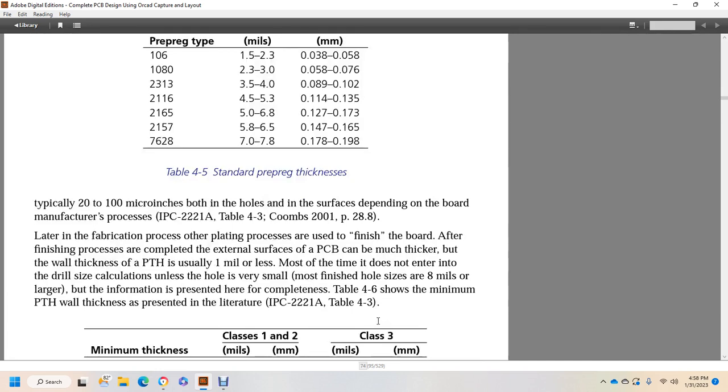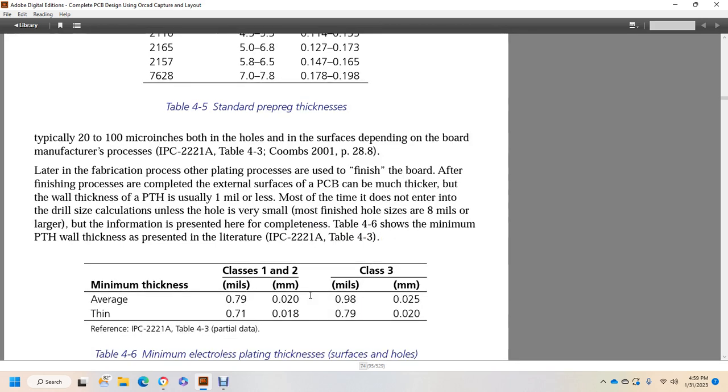Later in the fabrication process, another plating process is used to finish the board. After the finishing process is complete, the external surface of the PCB can be much thicker, but the wall thickness of the PTH is usually 1 mil or less. Most of the time, due to the drill size calculation, the holes are very small, but most finished hole sizes are 8 millimeters or larger. For completeness, table 4.6 shows the minimum PTH wall thickness presented in the literature, from IPC 2221A table 4.3.